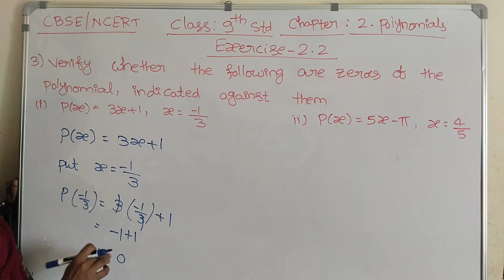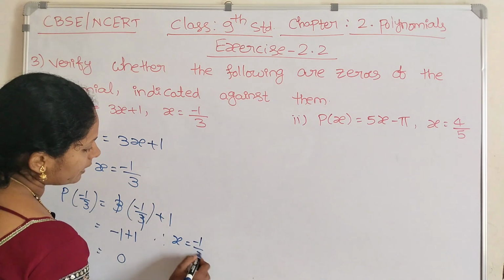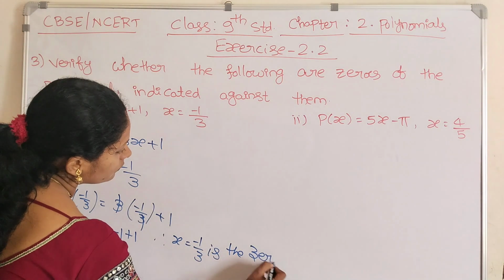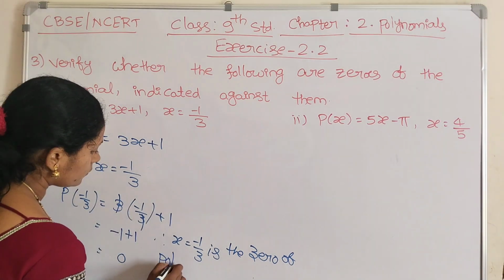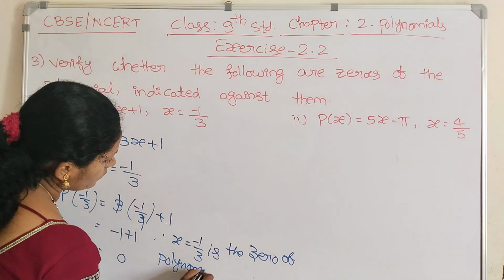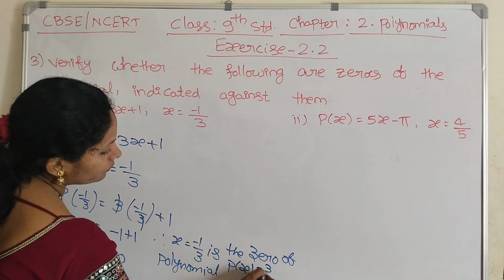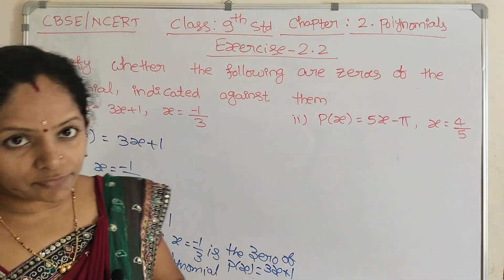As we got 0 here, therefore x = -1/3 is the zero of the polynomial, that is P(x) = 3x + 1. In this way, we have to write the conclusion of this.